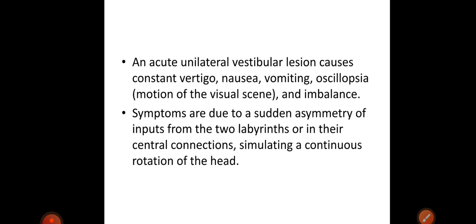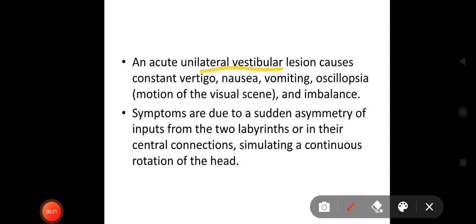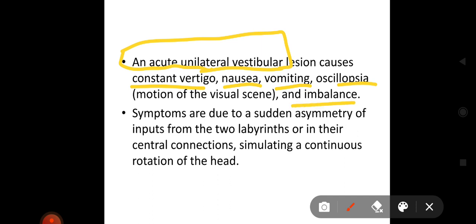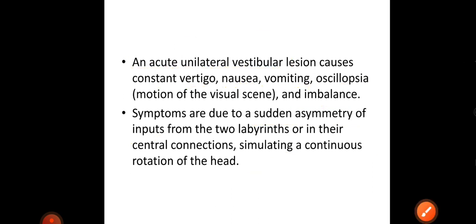It is vestibular neuritis. An acute unilateral vestibular lesion causes constant vertigo. Okay. So in case of acute unilateral vestibular lesions, the vertigo is constant. Nausea, vomiting, oscillopsia, that is motion of the visual scene, and imbalance will be seen. Symptoms are due to sudden asymmetry of inputs from the two labyrinths or in their central connections, simulating a continuous rotation of the head. So this is why these symptoms occur, due to asymmetry of the inputs from the two labyrinths. So this is in the case of acute unilateral vestibular lesions.